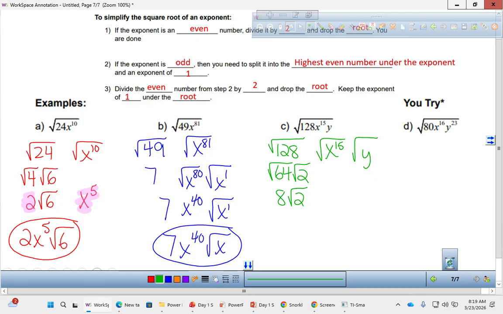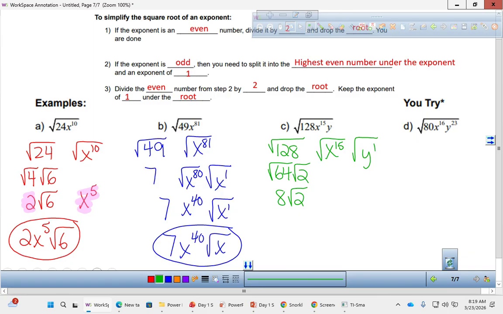Now that y right there doesn't have an exponent on it. So what could I give it? What's my placeholder exponent? 1. You don't want to do a placeholder exponent of 0 because that means there aren't any y's. And there is a y. So I'm going to put a 1. If the exponent is even, divide by 2 and drop the root. You're done. Neither of these are even.